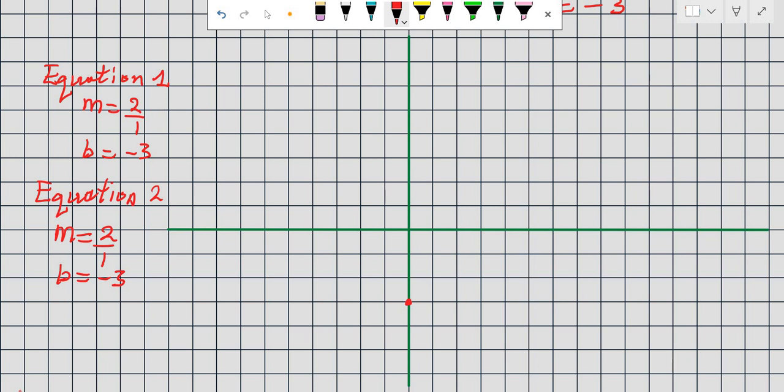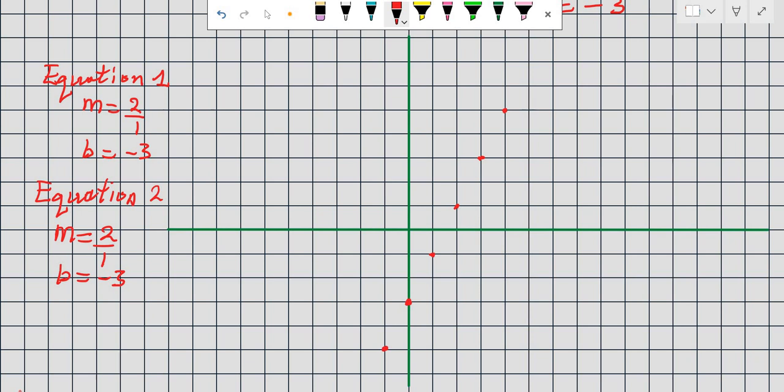Now, what about the slope? The slope of equation 1 is equal to 1 over 1, and the slope of equation 2 is equal to 2 over 1. So we are going to count 2 steps up and 1 step to the right. We are plotting the 2 graphs at the same time. 2 steps up, 1 step to the right, again and again. We can also count 2 steps down and 1 step to the left.